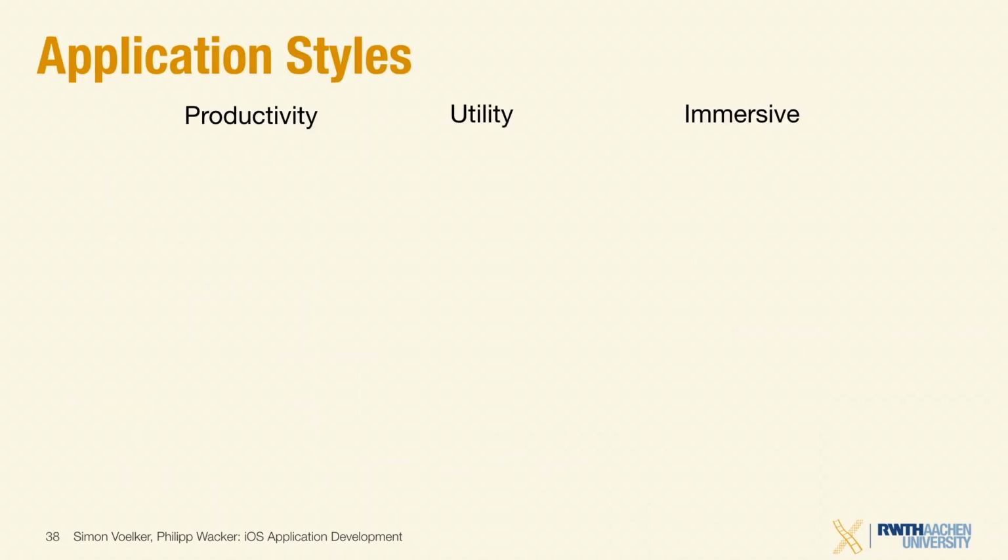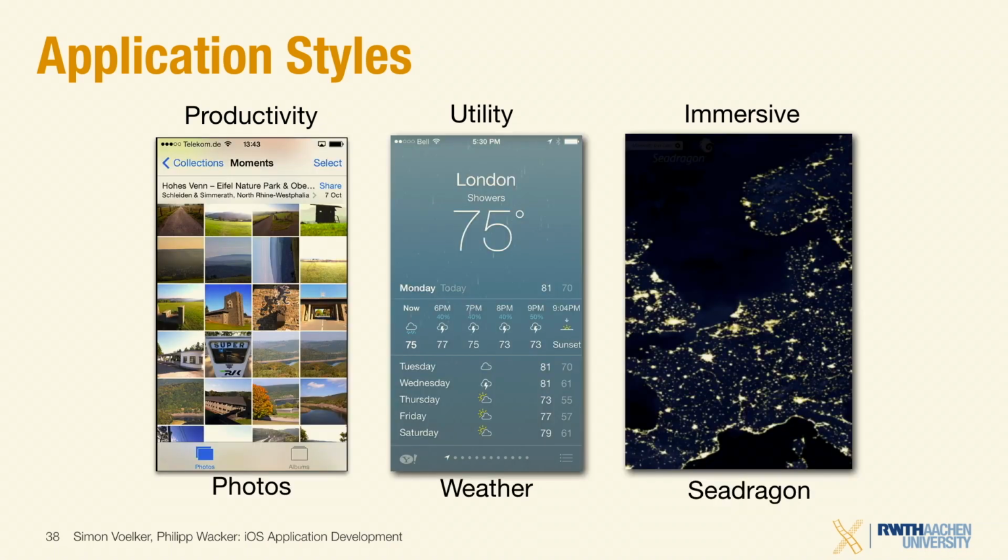If you think about applications, there are three different styles. They're called productive, utility, and immersive. You can categorize basically your applications in one of these three. For example, productive could be Photos, where you have applications where you can actually do something, or edit and look at these photos. Then you have utility, with very small applications with one particular task. And then you have immersive applications which change the UI and so on. We'll briefly go through all of them.